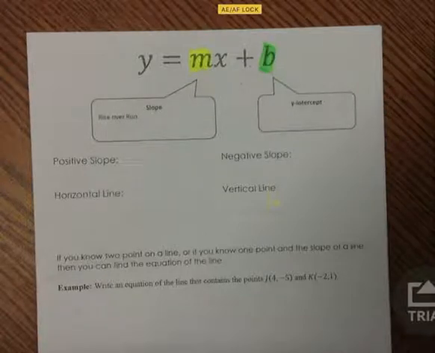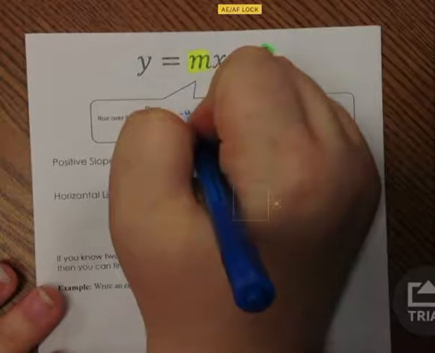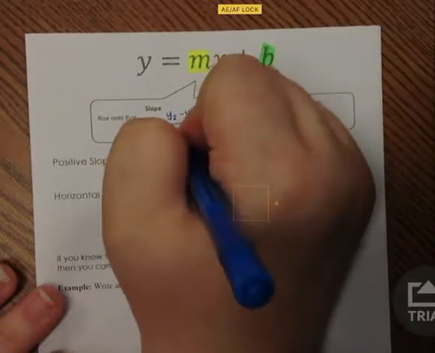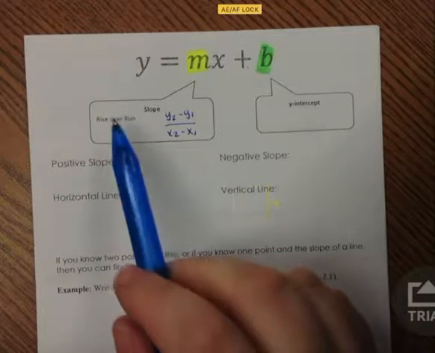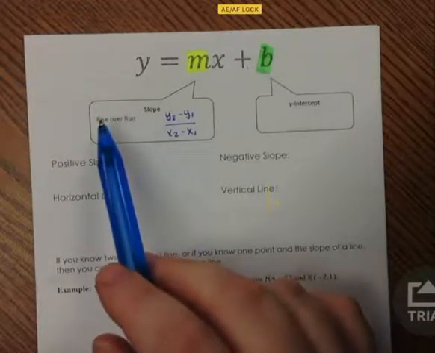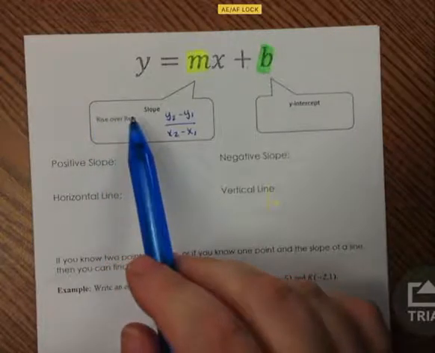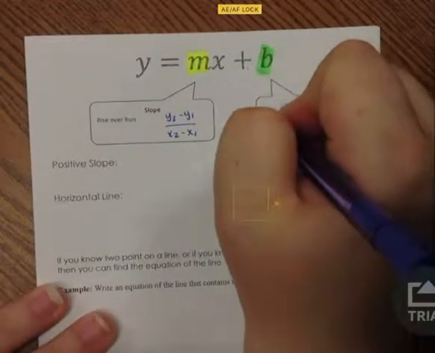The equation for slope is y2 minus y1 over x2 minus x1. You can also do y1 minus y2 over x1 minus x2 as long as you're consistent. Now rise over run means you're going up and down and then you're going left and right. You have to make sure you say if you're going up and down and if you're going left or right. That's very important.